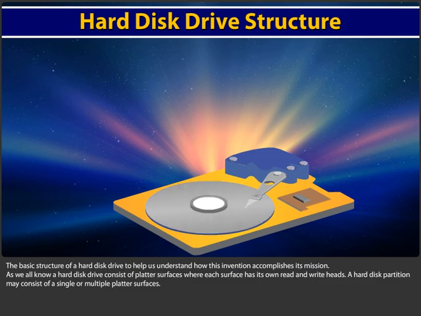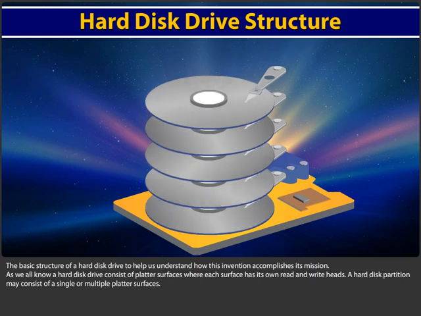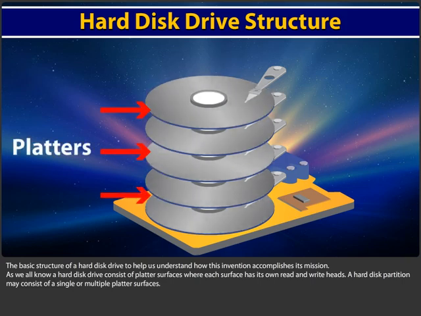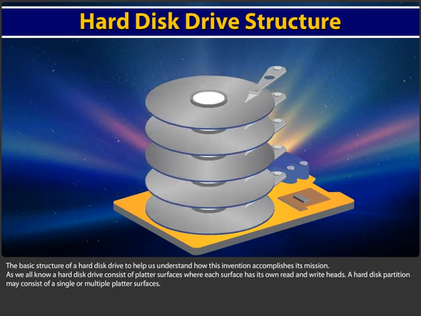To appreciate how the main switch accomplishes its mission in hard disks, we need to recall their basic structure. A hard disk consists of platter surfaces, where each surface has its own read and write heads. A hard disk may consist of a single or multiple platter surfaces.